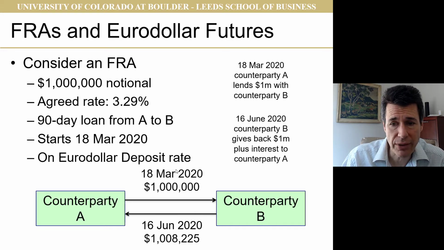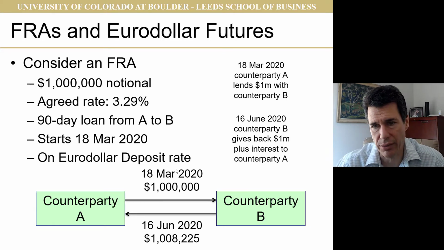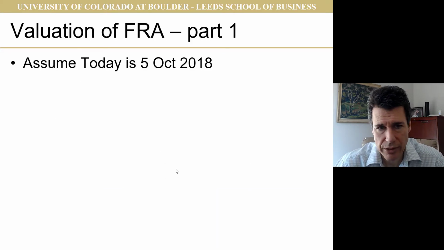B returns that $1 million plus interest, and we can check that interest calculation. That should be 1 million times 0.0329 times 90 over 360. So that's $8,225 in interest. Now we can value this FRA, assuming today is the 5th of October 2018.